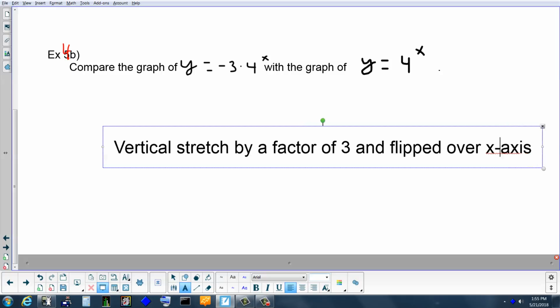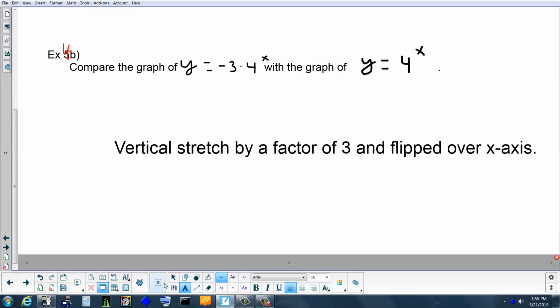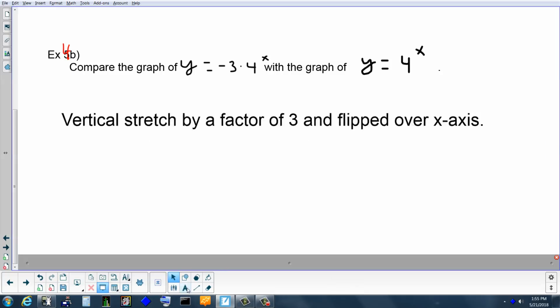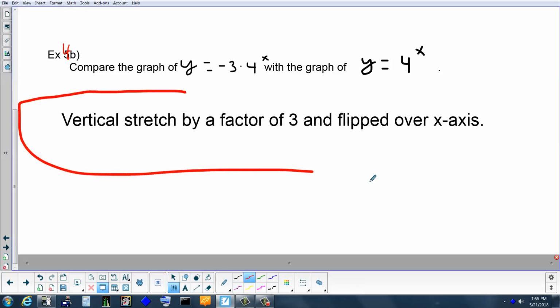So it'll be flipped over the x-axis. Again, see, 4 to the x, 4 to the x, they match. The -3 is different. That's what you want to write.